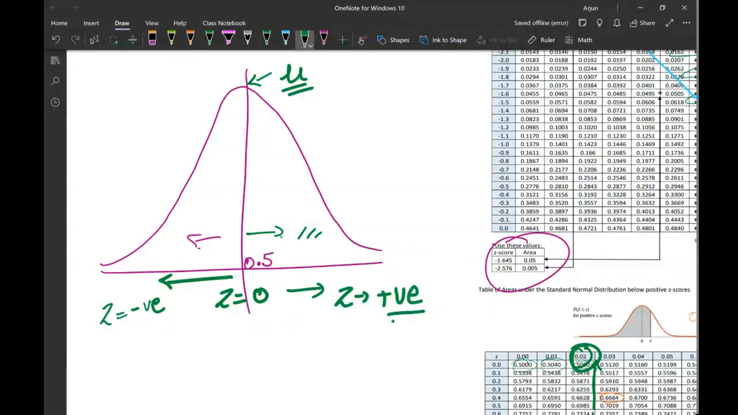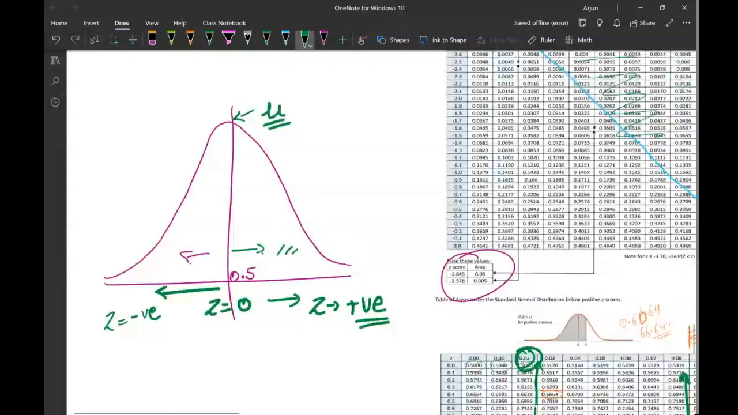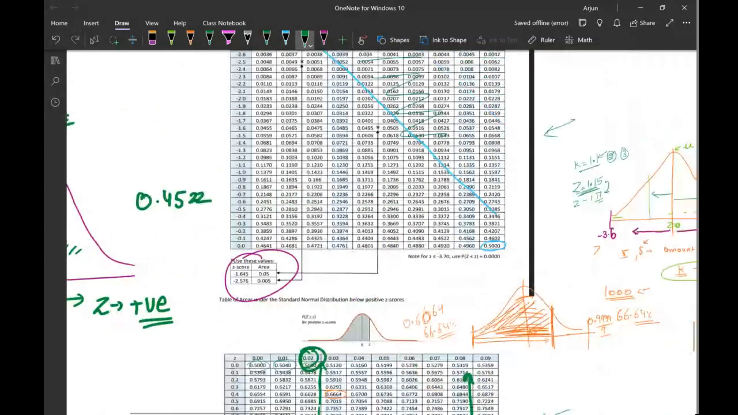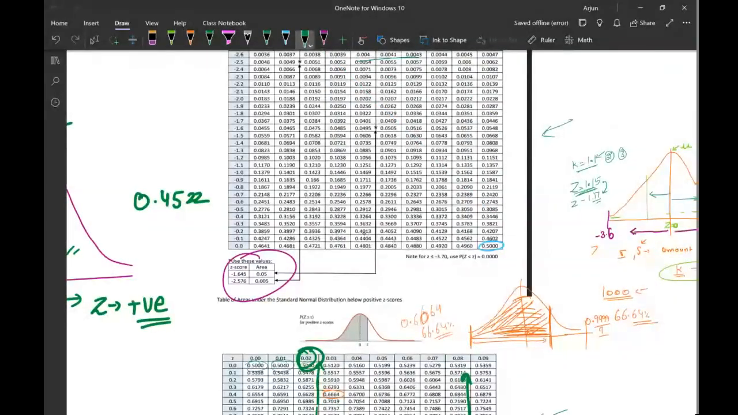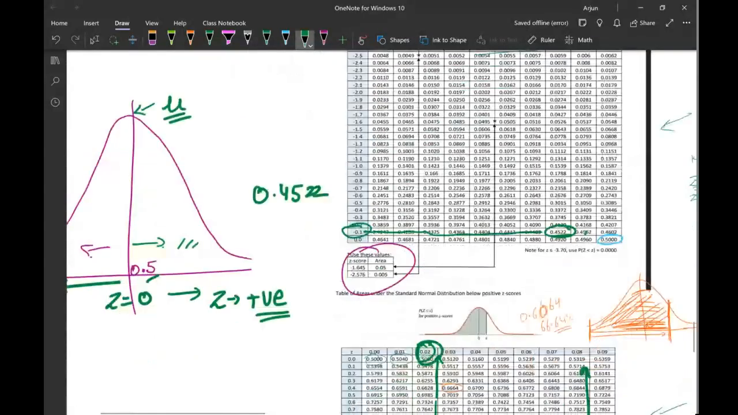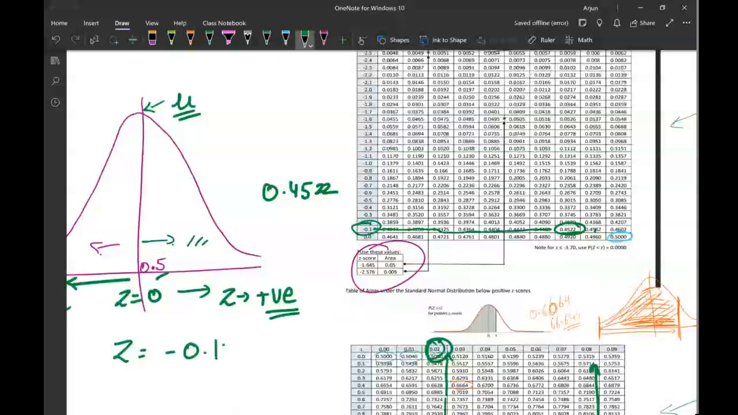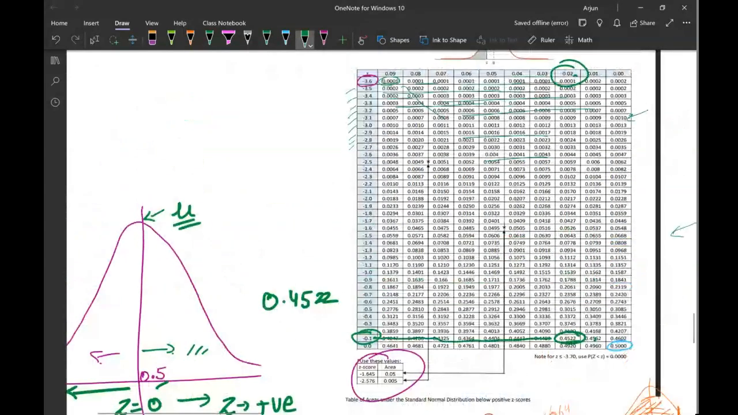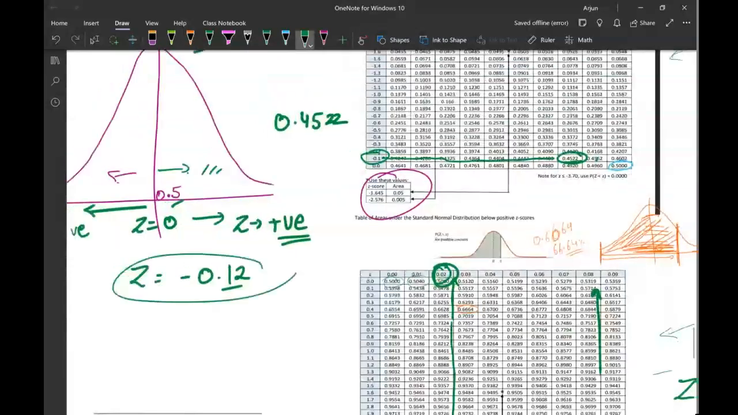Okay, now I can see also values less than this. Let's say 0.4522. That's the value. So I can look into this graph here. 0.4522 will be where? Down here. So this is negative 0.1, and up here 0.02. So it means the z-score value will be negative 0.12. Just let me quickly see. Yeah, 0.12. So that's how you will be able to identify the z-score.